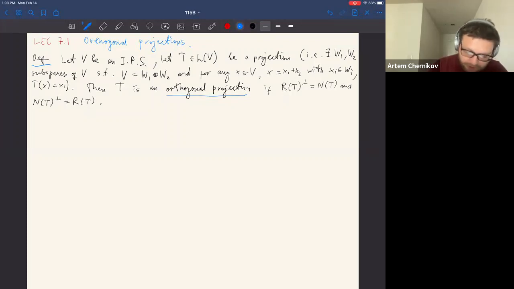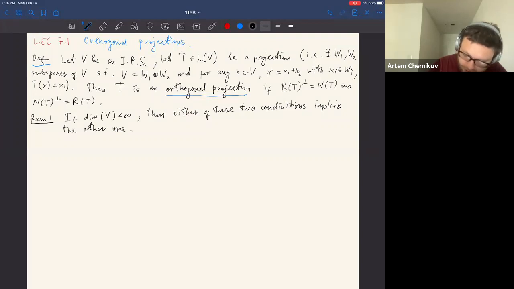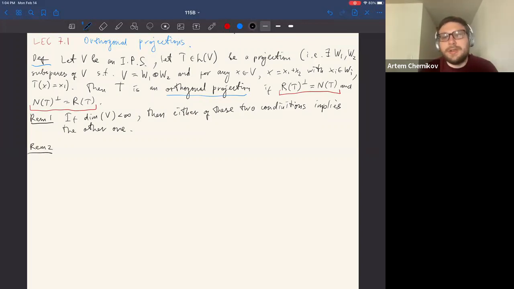And we finished with two remarks last time that I want to recall. So remark one: if the dimension of the space V is finite, then either of these two conditions implies the other one. Where by these two conditions, I mean that the orthogonal complement of the range is the null space, and vice versa, the orthogonal complement of the null space is the range of T. So in the finite dimensional case, to check that our projection is orthogonal, it's enough to check either of these two conditions, because then the other one automatically follows.